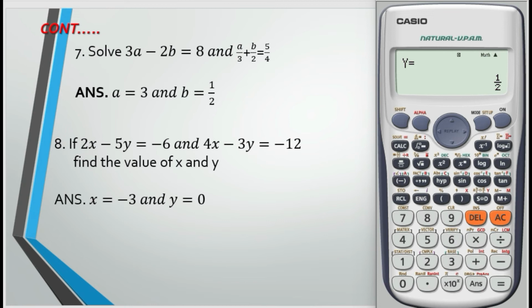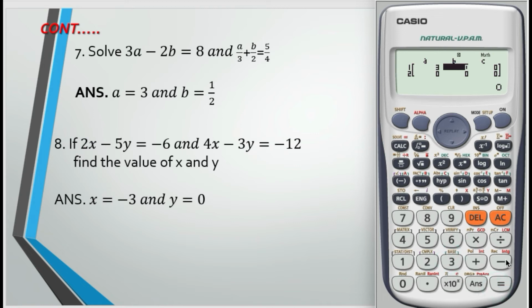Example 7. Solve the simultaneous equation 3a minus 2b equal to 8. And note that it is not always that you have x and y in the equation, but in our case the calculator is only having the x and y, which it understands most. So we represent the a as x and the b as y. And so let's key inside the calculator. Make sure your calculator is clean and you type it inside.